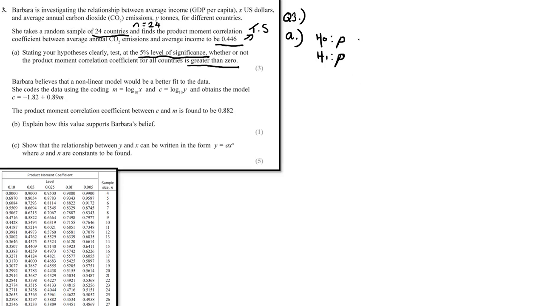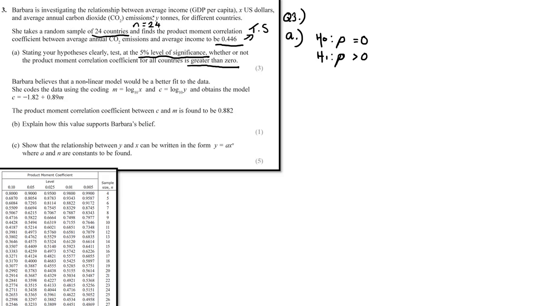Now in H0, this will always be equal to 0. However, in H1, this can either be not equal to 0, greater than 0, or less than 0. And the way to tell is by the wording in the question in what we're asked to test. So we're told here to test at the 5% level of significance whether or not the PMCC for all countries is greater than 0. Because this is greater than 0, that means this is a one-tailed hypothesis test, and I set this being greater than 0, like that. So that gives us the hypotheses there.